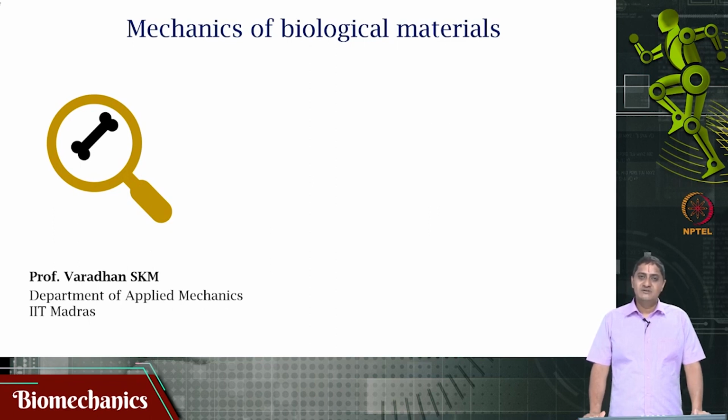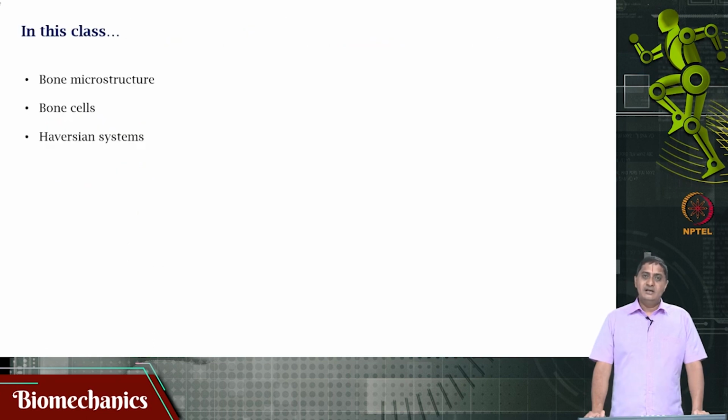In this video, we will be continuing our discussion on mechanics of biological materials. In the previous video, we saw the types of tissues based on material property and defined a special type of tissue whose property may change based on whether it is active or not, and some examples of hard and soft tissues. In this video, we will be looking at bone and its microstructure, the types of cells within the bone, and a special system that is found in the bone called a Haversian system.